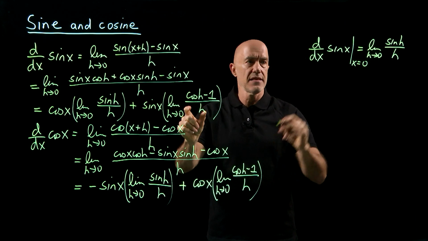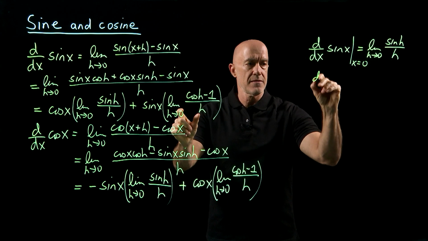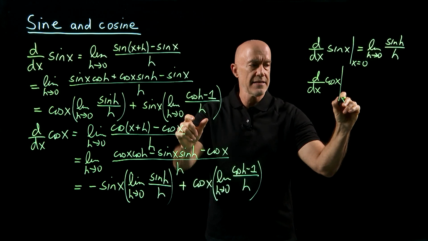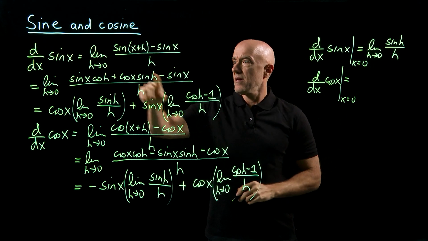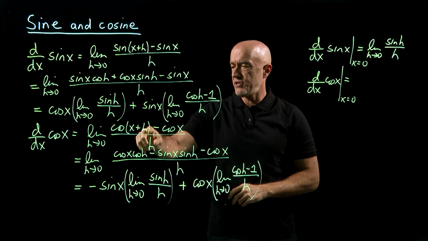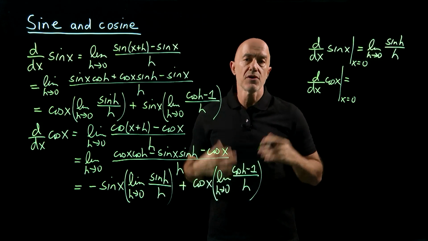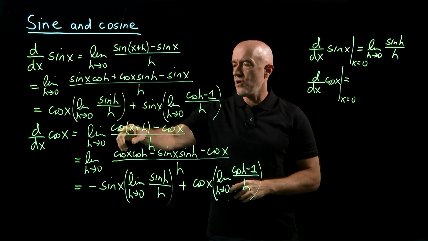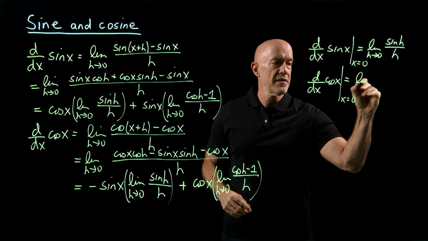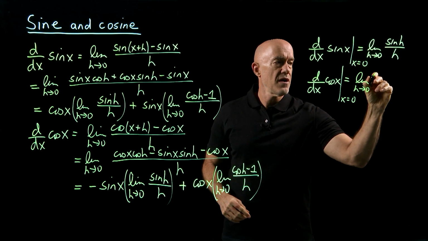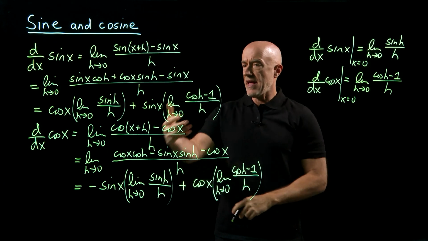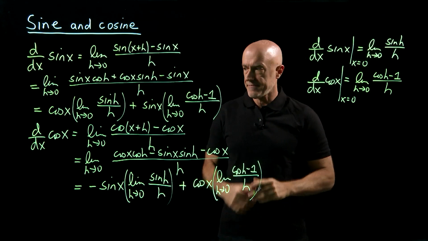What about the second limit? Then we would expect the second limit to be d/dx of cosine x at x equals 0. If we look at the cosine formula, it would be cosine h minus cosine 0. Cosine 0 now is 1, so cosine h minus 1 divided by h. So this is the limit as h goes to 0 of cosine h minus 1 divided by h. And that's just the second limit formula.